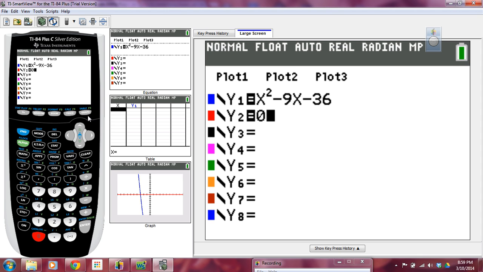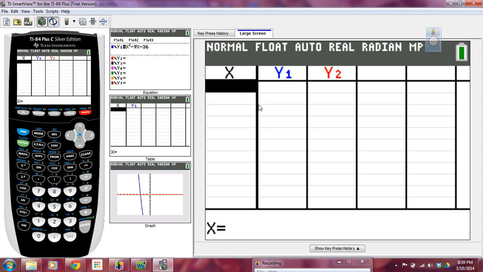Alright, well they give you 4 answer choices, so it's got to be one of them. So let's go take a look at our table. So second graph. Right now it should be blank.